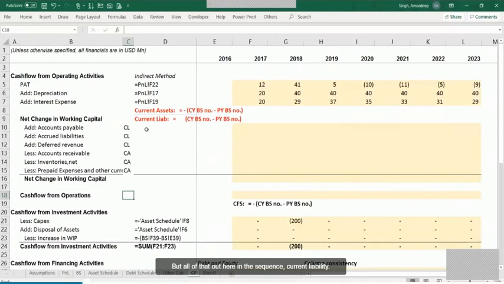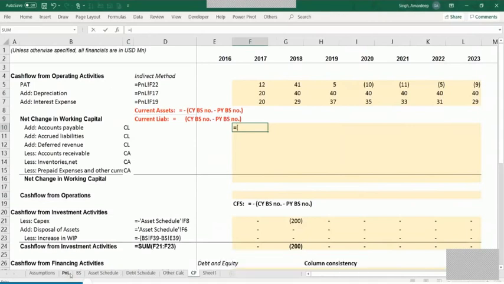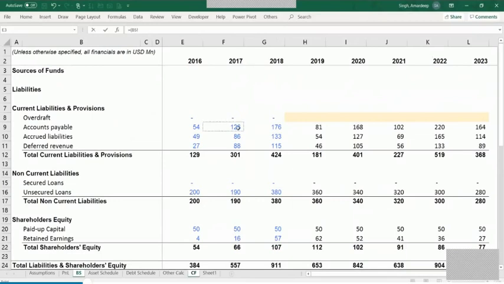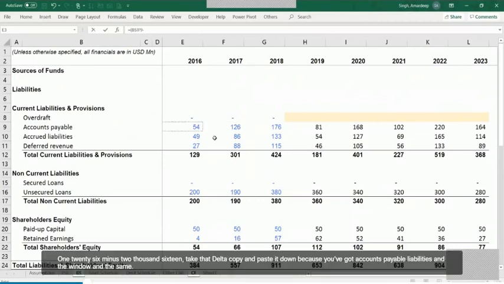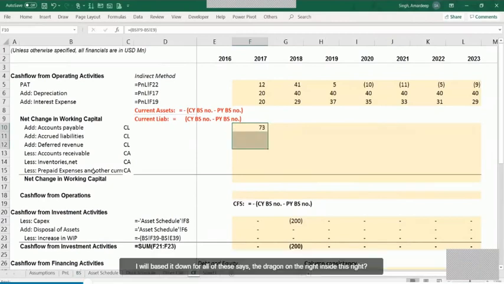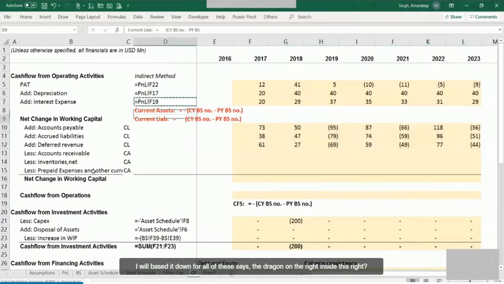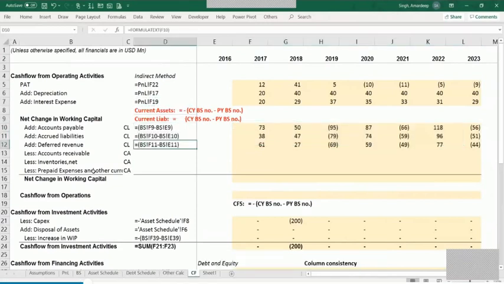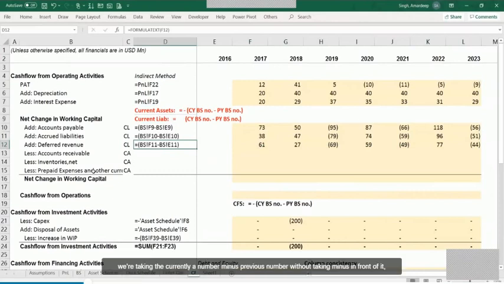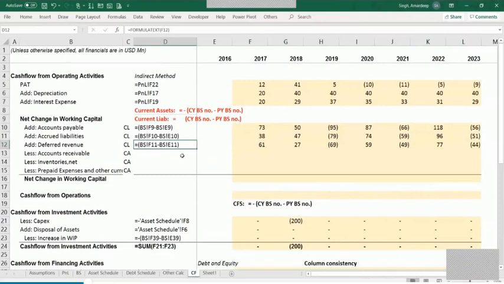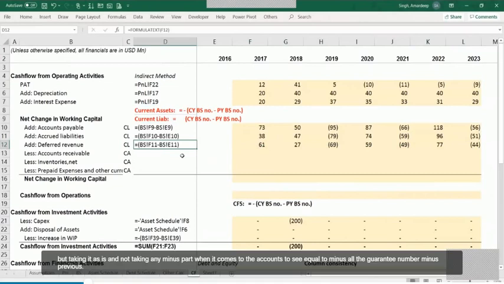So current liability, as I showed you, look at the second one. I'm going to take the current year number, which is 2017, 126 minus 2016. Take that delta, copy and paste it down because we've got accounts payable, liabilities, and revenue in the same sequence. I'm going to paste it down for all of these cells and then drag it on the right hand side as well. Right? So what we're doing, we're taking the current year number minus previous year number without taking a minus in front of it. We're taking it as is. We're not taking any minus sign.